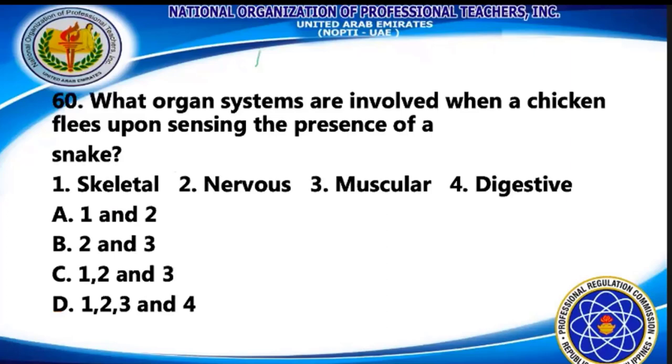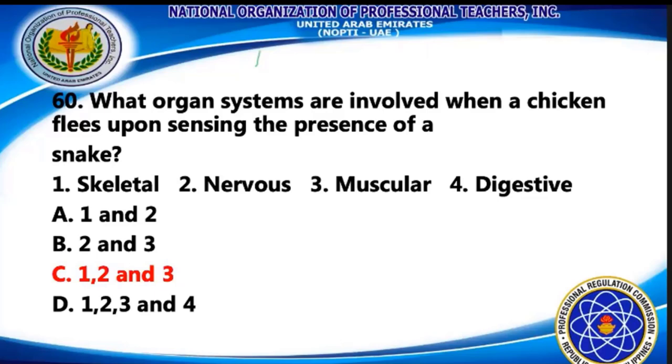What organ system are involved when a chicken flees upon sensing the presence of a snake? Anong ginamit niyang organ system? Skeletal, nervous, muscular, digestive. Lumipad daw si chicken kasi na-sense niyang may parating na snake. Sige nga, analyze nyo nga yan. Saang organ system ang ginamit niya? Or alin sa mga organ systems ang ginamit niya? Answer: 1, 2, and 3. Okay?